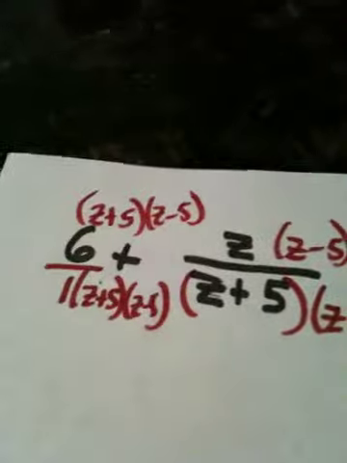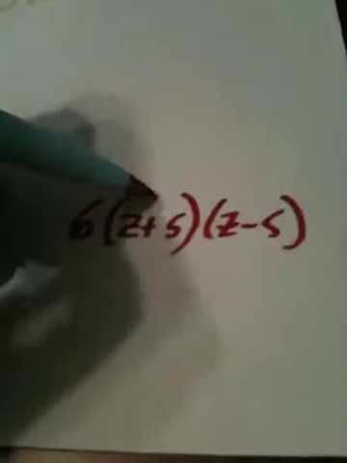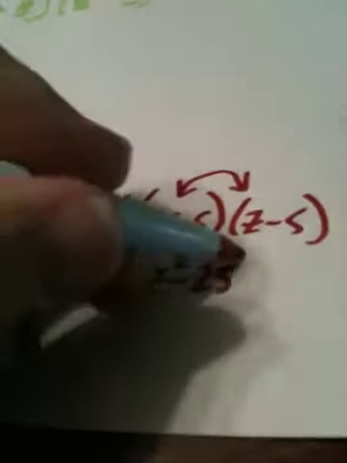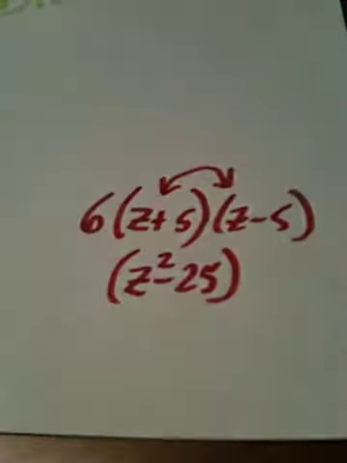In order to do it, I'm going to go to the back of my paper for a minute. Oh, no, I'm not. That's not blank. Let me come over here. If I have 6 times z plus 5 times z minus 5, I need to work that out. Let's start with the algebra first, okay? We recognize z plus 5 times z minus 5 as z squared minus 25. That's the difference of squares formula.